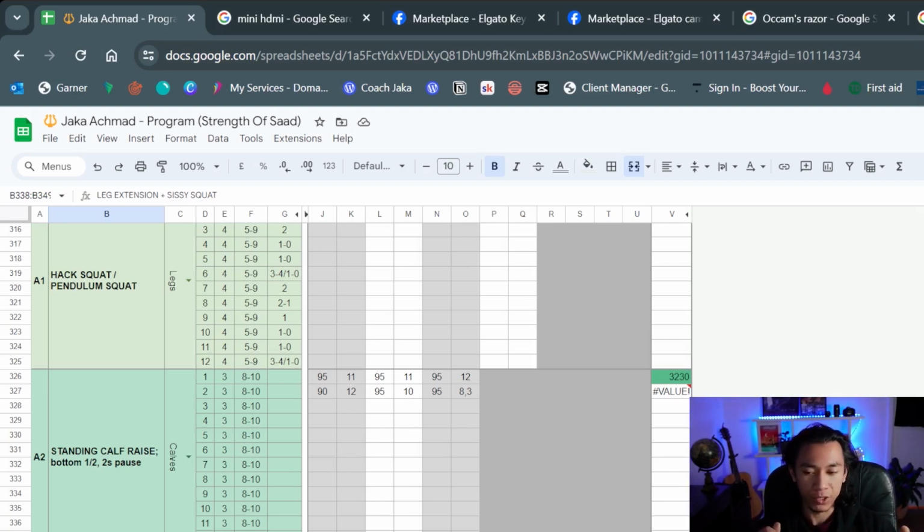What we've observed from the research is that the exercises that put the muscle in a very lengthened position under load tend to be a lot more stimulating.